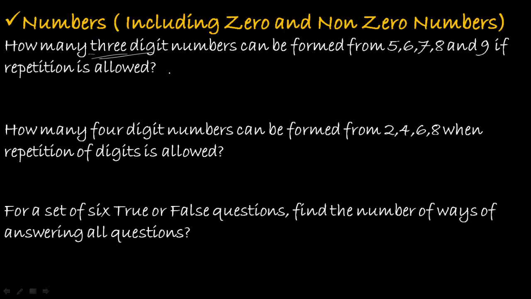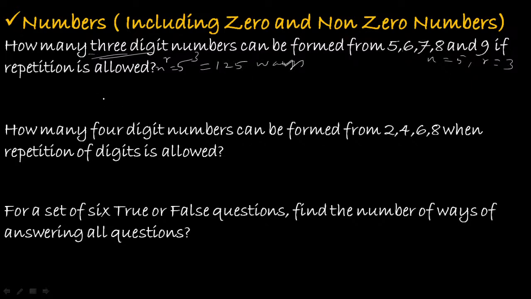If repetition is allowed, so here you have n is equal to 5 (1, 2, 3, 4, 5) and r is equal to 3, since you form a 3-digit number. By making use of the formula, you get 5 power 3, that is n power r, which is the formula if repetition is allowed. So 5 power 3 is 125 ways.